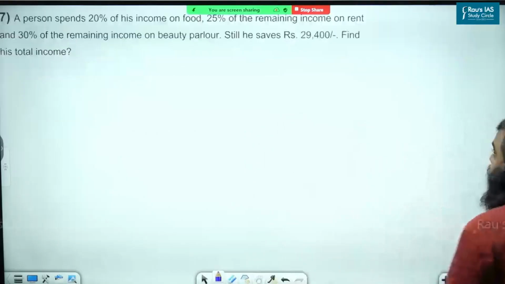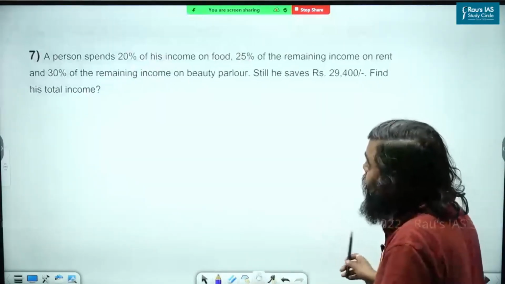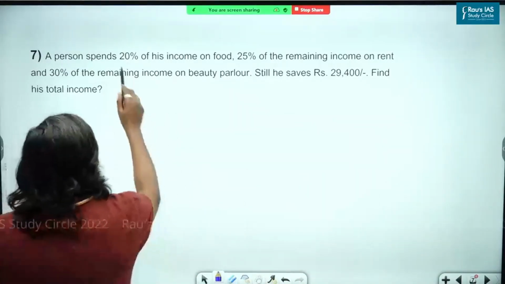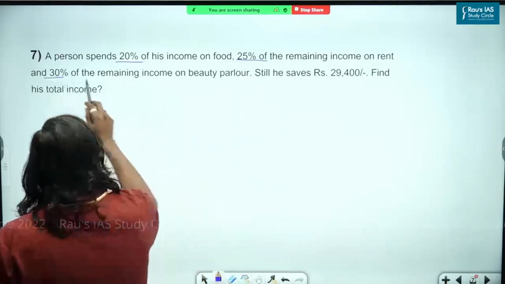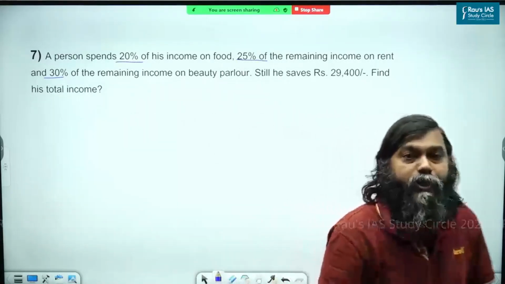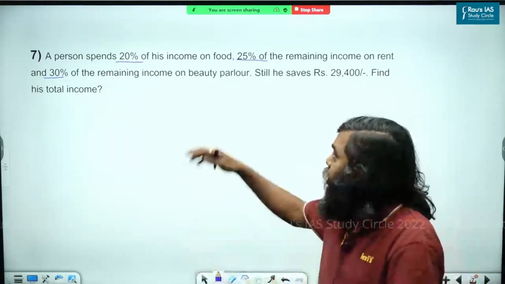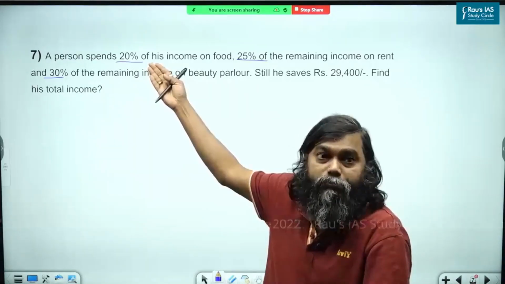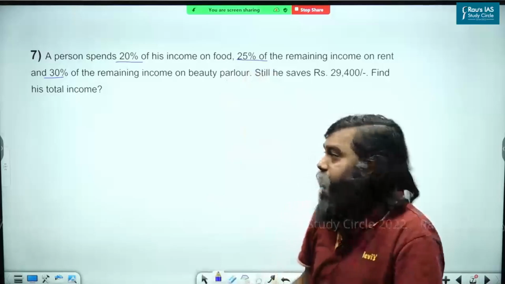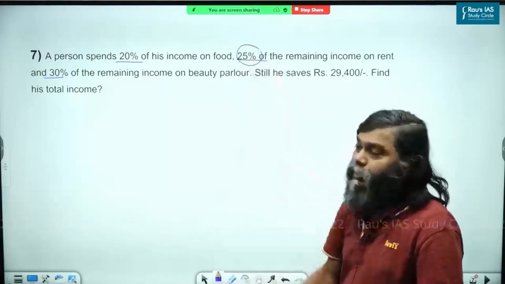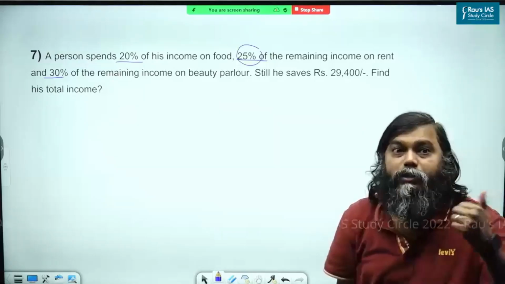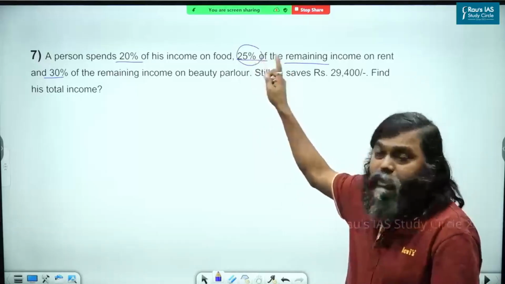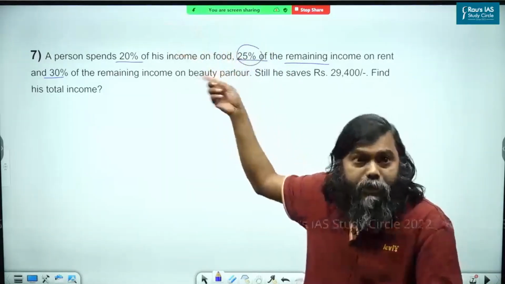Next question. How many percentages are there, one or more than one? More than one. That means we can check whether we can solve this question by successive changes or not. First, how much percent do you need? 20%. 20% of what? Original income. Next, your expenditure, 25% of what? Original or leftover? Leftover. That means this 25% is not based on the original income, but on the remaining income.